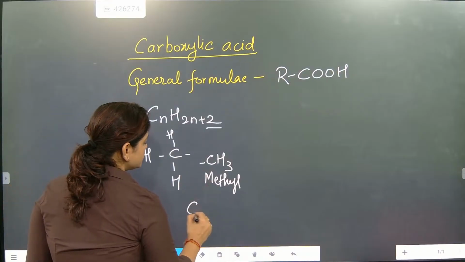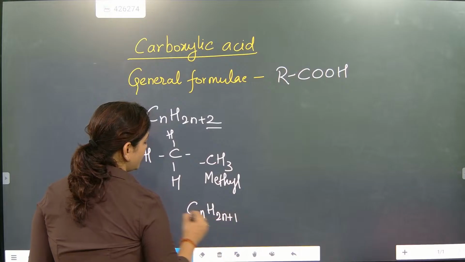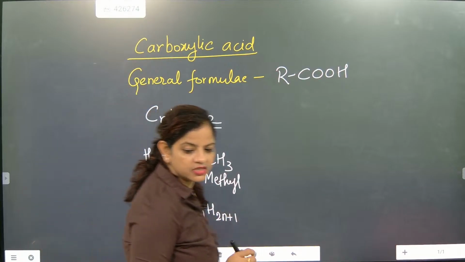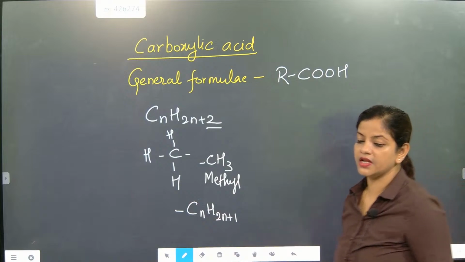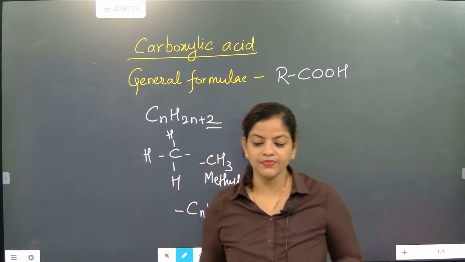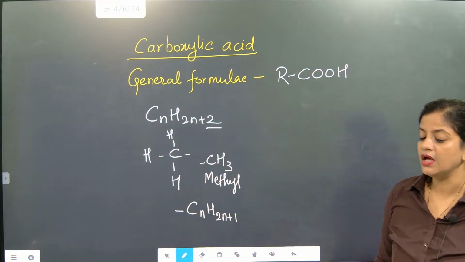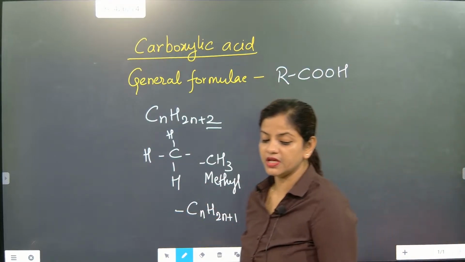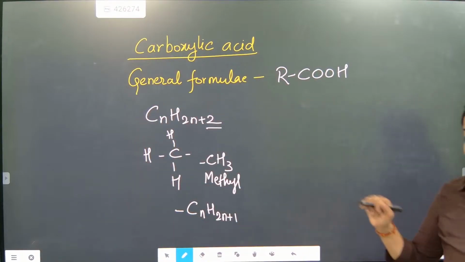So now look here. CnH2n+1, one bond is free. This is exactly called methyl. How do we write the general formula? The general formula writing pattern is methyl, absolutely correct. But in methyl, the E will not be there. Only methyl will be there.